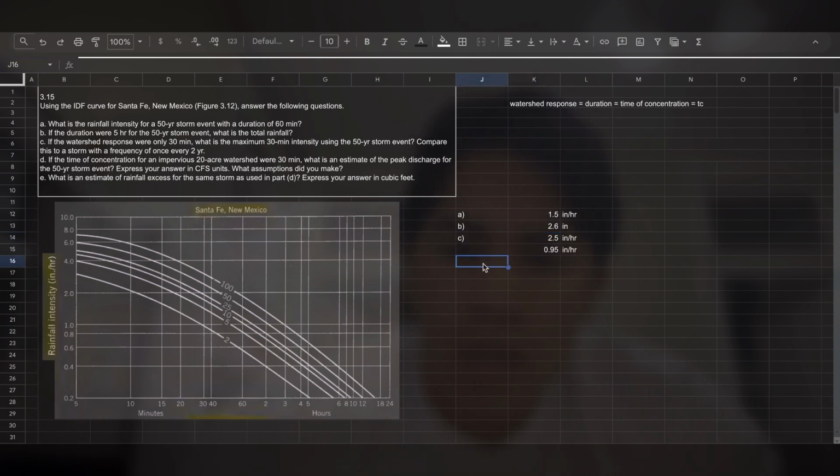If you're still struggling to understand what return periods mean, I recommend you watch, I believe, the first or the second video that I made. I explained that pretty well.